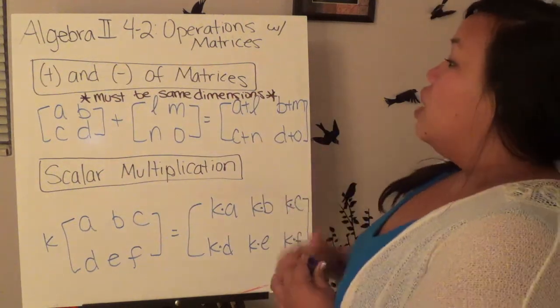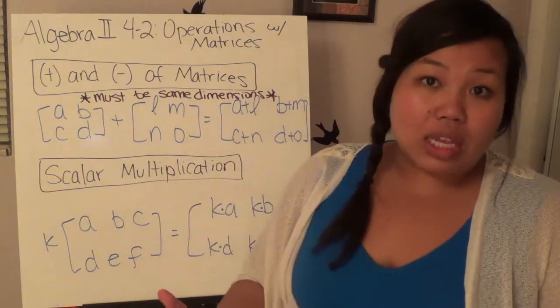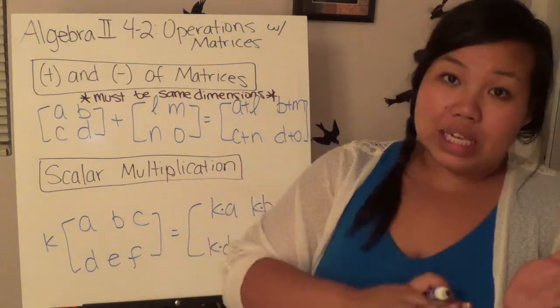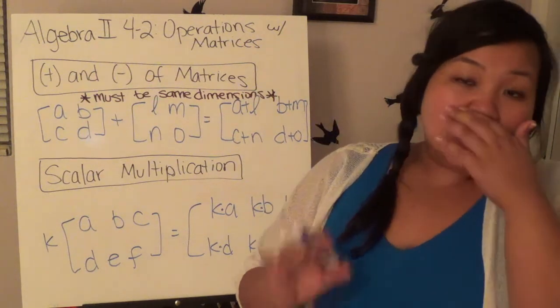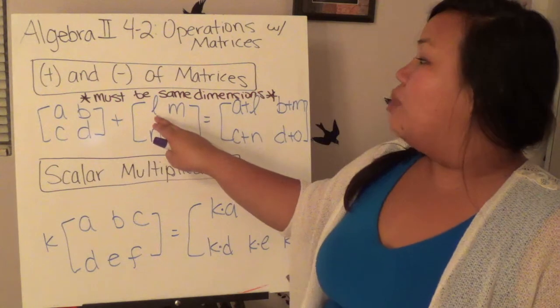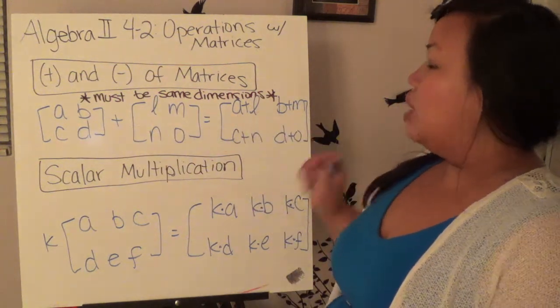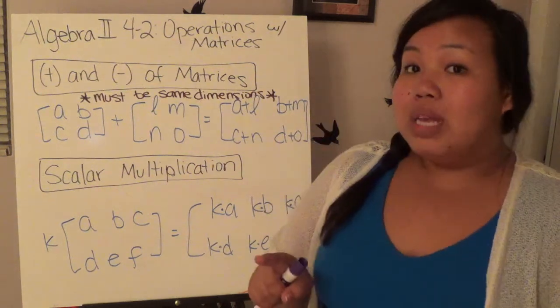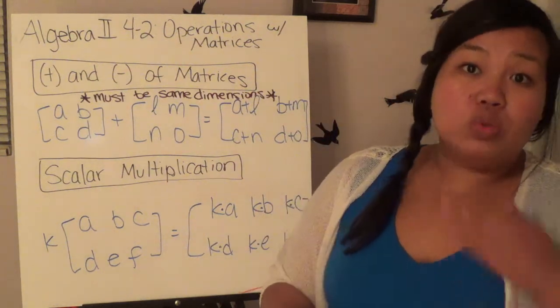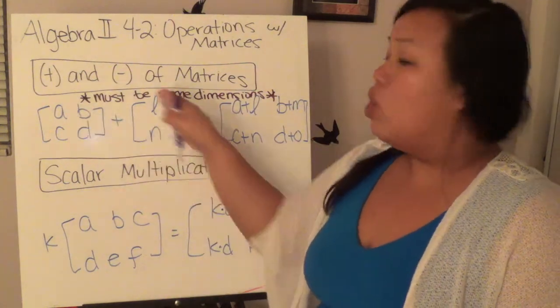Okay? The first one is adding or subtracting matrices, and it's basically as simple as adding and subtracting each element. So remember in the last section, each number in a certain position is an element. So since A is the top left and L is the top left, in order for me to add them, I just add them together, A plus L. Okay? The only problem is that the dimensions, rows by columns, have to be the same because they have to have the same corresponding elements.